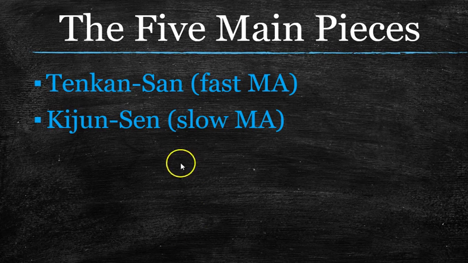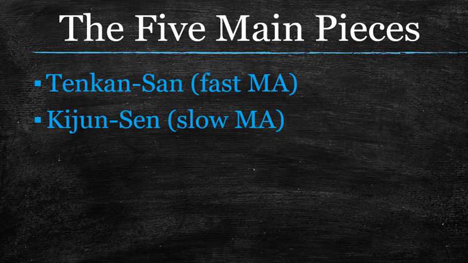Now you have the Tenkan-san, which is the one that moves faster, and you have the Kijun-sen, which is the one that moves slower. Once we get to the chart, you're going to see exactly how these play. But just know, every time I say Tenkan, I mean the fast-moving average. Every time I say the Kijun, I mean the slower of the two.